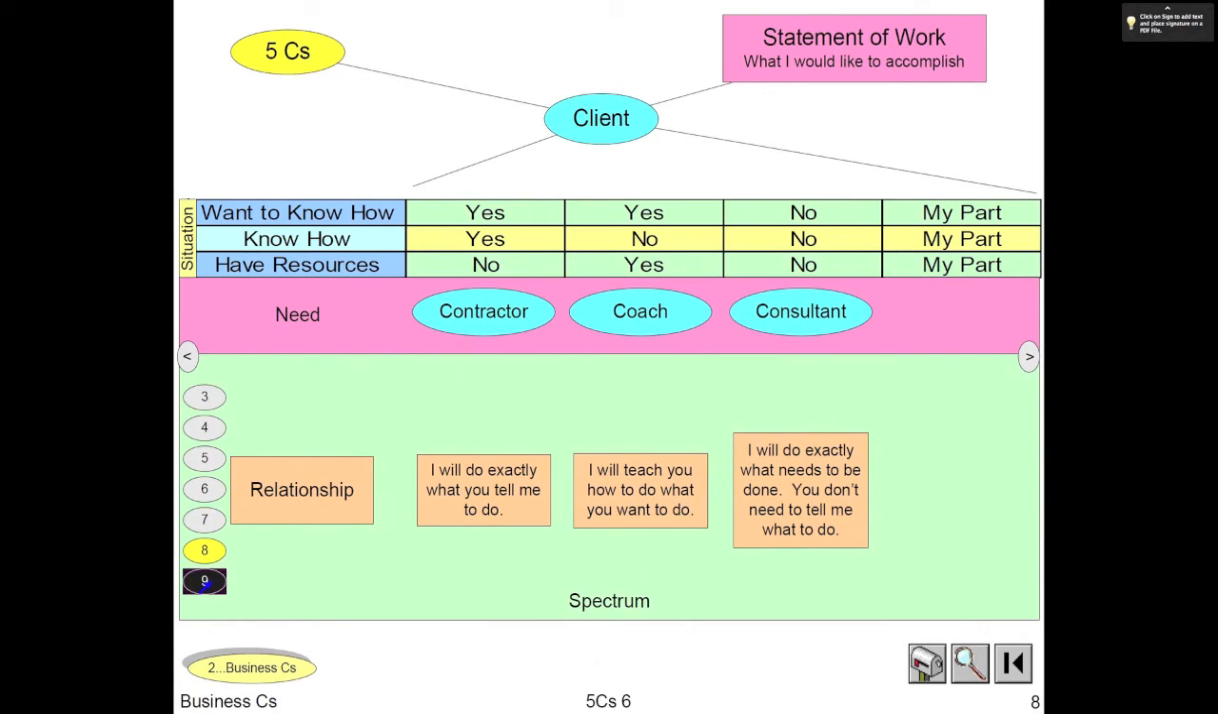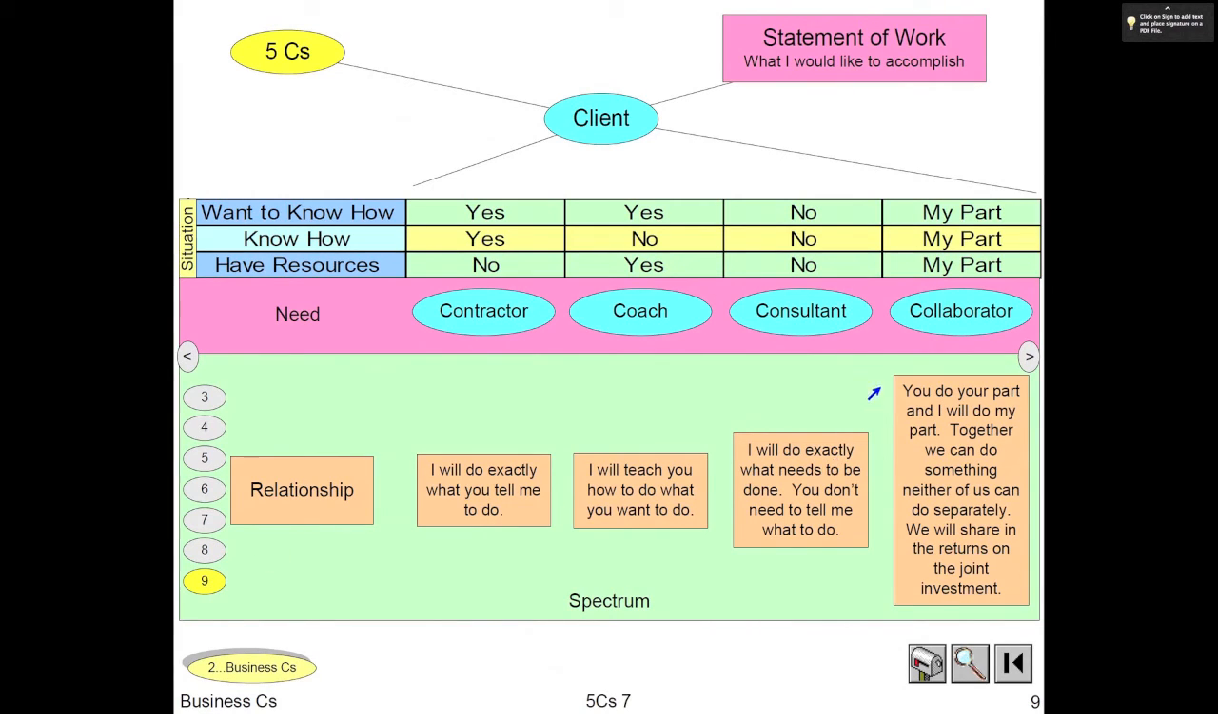And finally, we have the collaborator relationships. This is for the case where you can do part of what you want to do. You want to know how to do it, you know how to do it, and you have the resources to do it. However, there are more pieces to the puzzle. So you're looking for a collaborator where the collaborator is saying, hey, you do your part and I will do my part, and together we're going to be able to accomplish something that neither of us could do separately. And of course, then we will share in the returns of the joint investment.